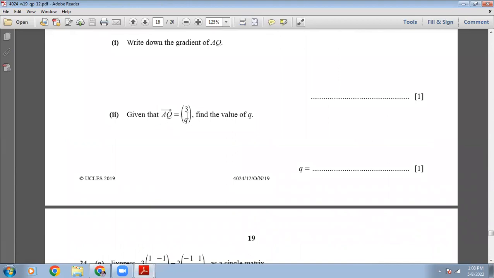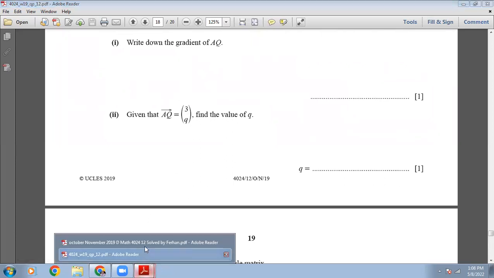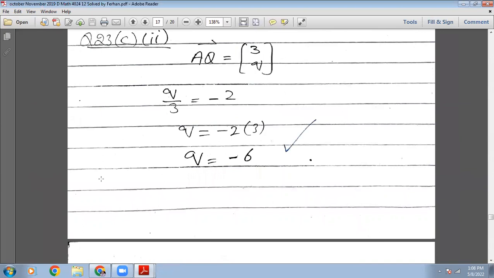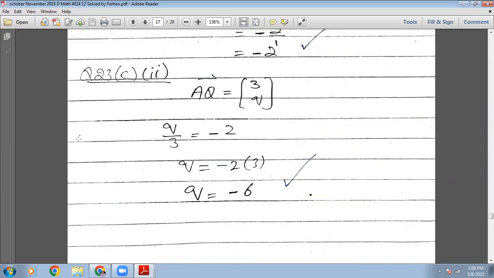He says, given that AQ is 3Q, find the value. I know the gradient of AQ, so I can use that to find the value of Q. The gradient will be y divided by x, and that is equal to -2. So it will be Q divided by 3 equals -2. So Q will be equal to -2 multiplied by 3, and that will be -6. So this is how you will find it. It's a very good question on vectors.